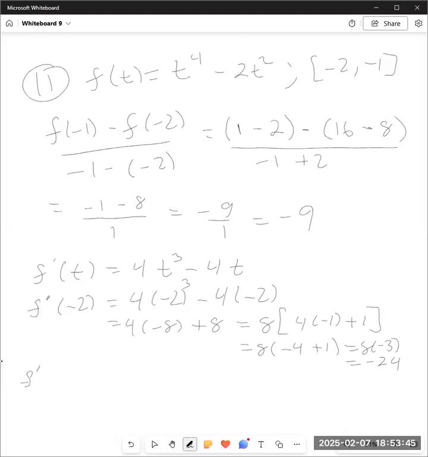F prime of -2. Sorry, we just did -2. F prime of -1 is going to be 4 times -1 to the third minus 4 times -1, which is going to be 4 times -1 plus 4. Again, I'll pull the 4 out. That's -1 plus 1. That's 0. So that's 0. And -9 is between -24 and 0, which is what we expected.